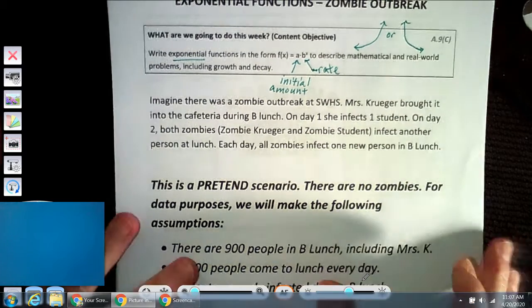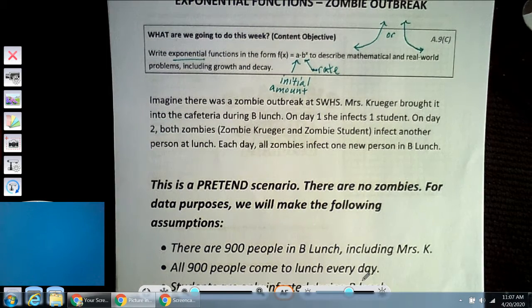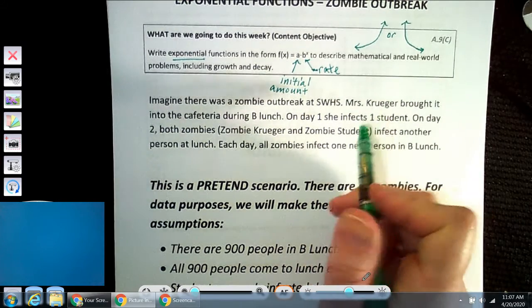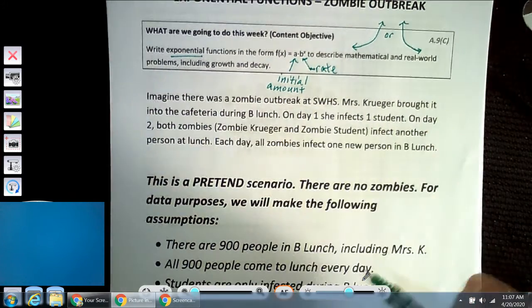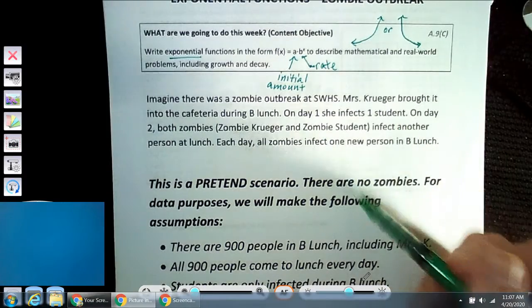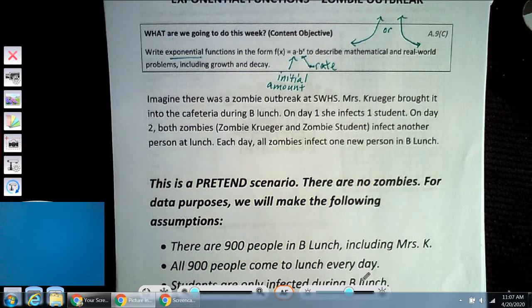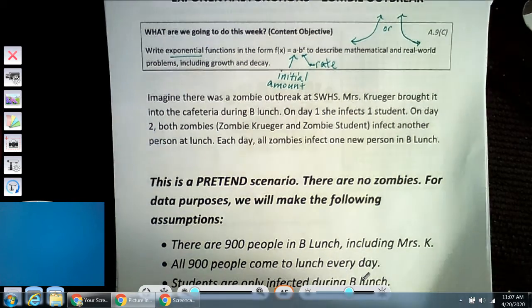So here's what we're going to do. We're going to imagine there was a zombie outbreak at Southwest High School. Mrs. Kruger is a zombie. She brings it into the cafeteria during B lunch. On day 1, I infect one student. And then on day 2, both zombies, that's me and my zombie student, infect another person. We're going to go through the scenario and look at what the data would look like if every zombie infected one new person a day.